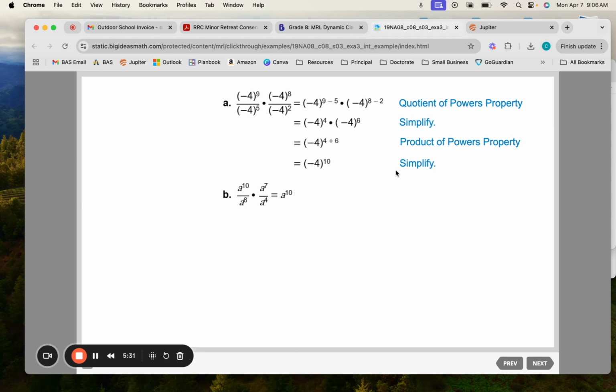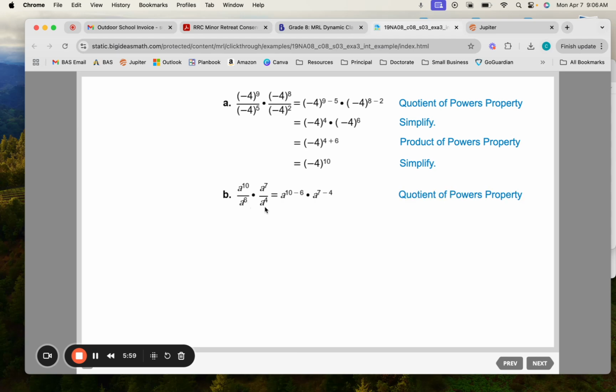Shh, get over it. Let's do example B. So again, now it just has a variable instead of a number, which is fine. So are we going to do division or multiplication first here? Division. So A to the power of what? 10 minus 6.